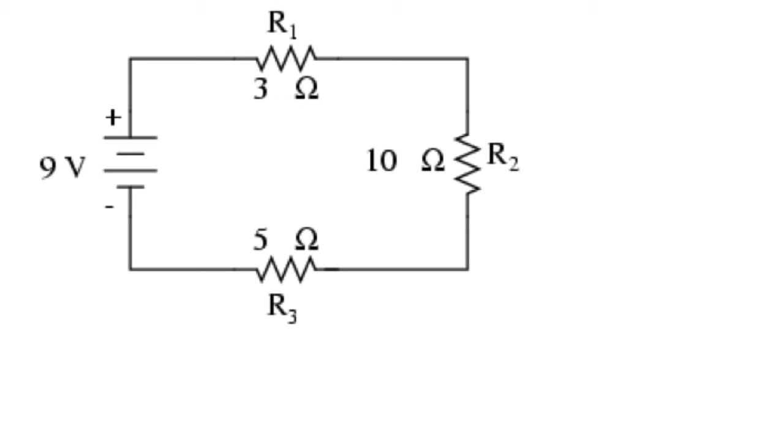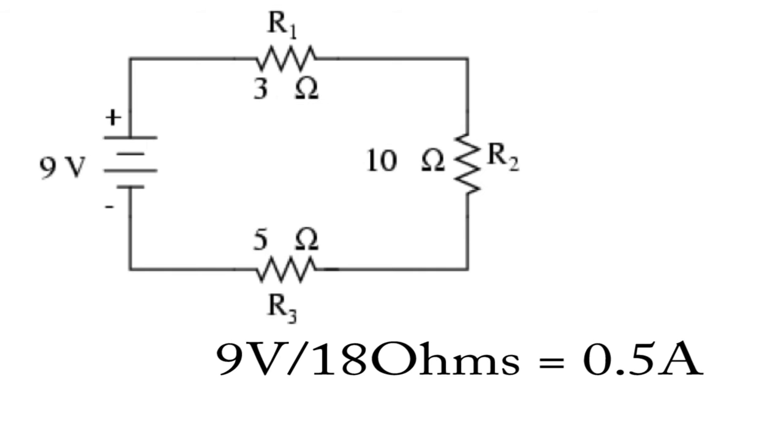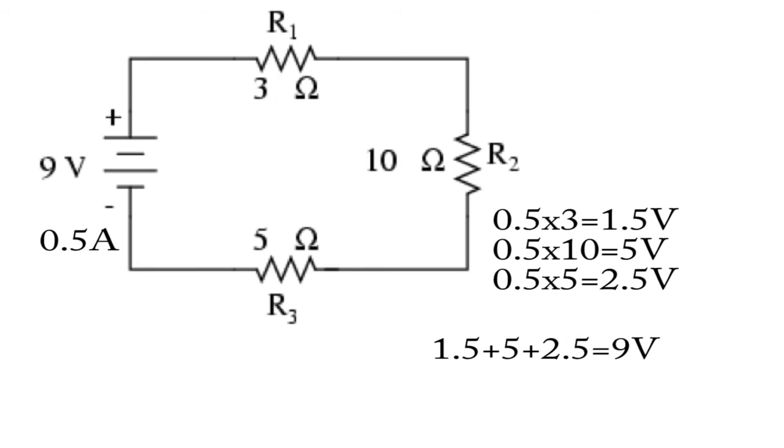To find the voltages across each resistor, we must first find the current throughout the circuit by finding the total resistance, which is 18 ohms. Using Ohm's law, we can find the current. 9 volts over 18 ohms equals 0.5 amps. Now that we have the source voltage and the current, voltages across the resistors simply fall out when using Ohm's law, as shown.